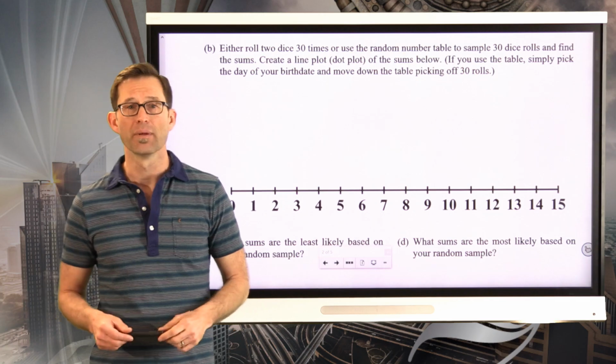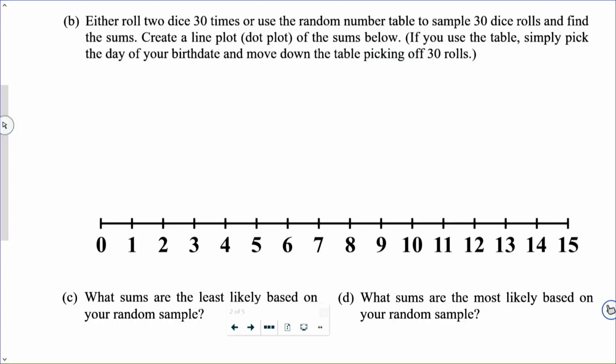So let's take a look at letter B. Either roll 2 dice 30 times or use the random number table to sample 30 dice rolls and find the sums. Create a line plot, a dot plot, of the sums below. If you use the table, simply pick the day of your birth date and move down the table, picking off 30 rolls.